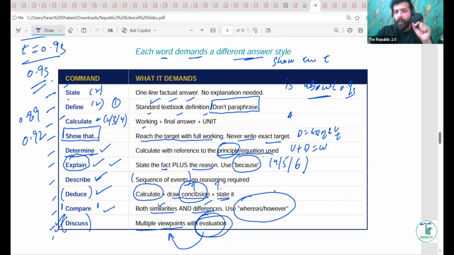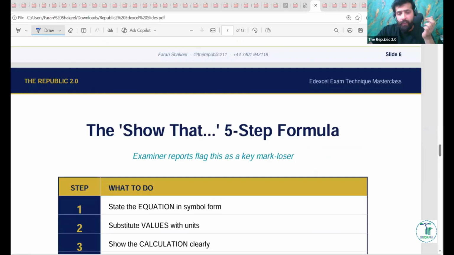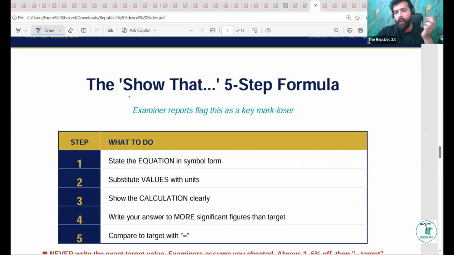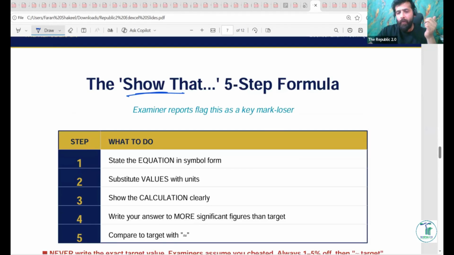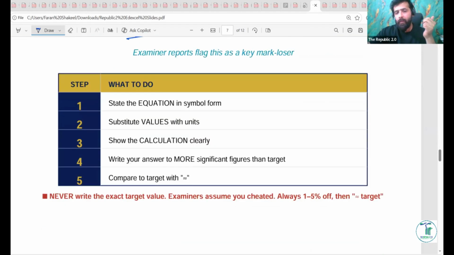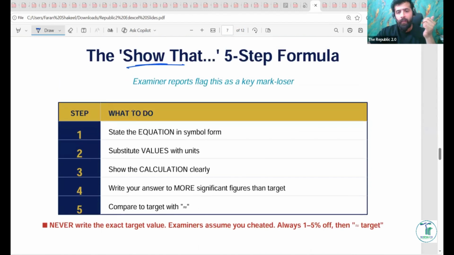So this slide is very important. Whatever the command has been given in your Edexcel paper, you need to make sure you're following the command. Now, for example, whenever there is a question, show that time is something like that. Remember one simple thing: there are a few steps that examiners have often cited, and these are what you are supposed to do.